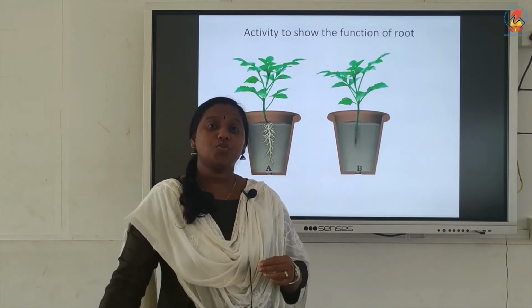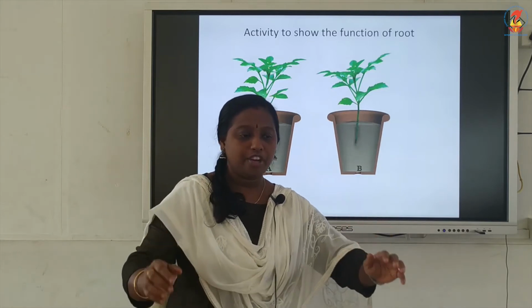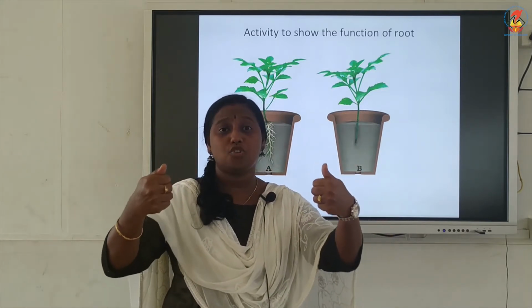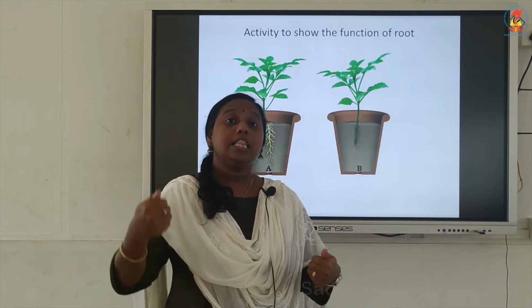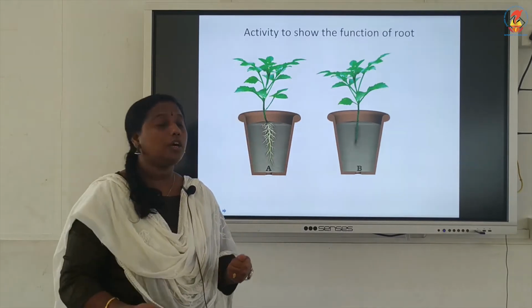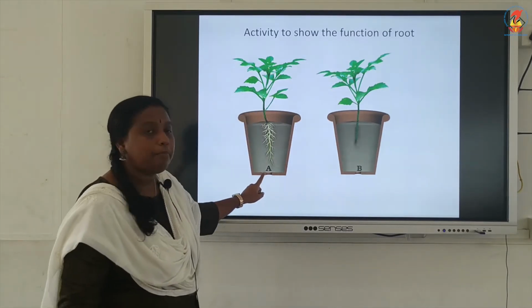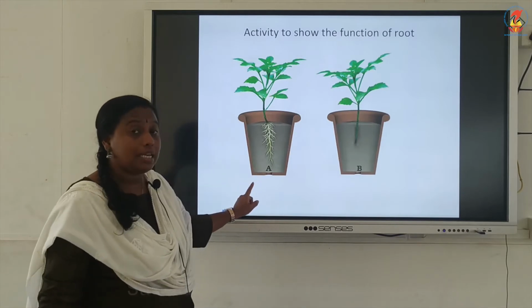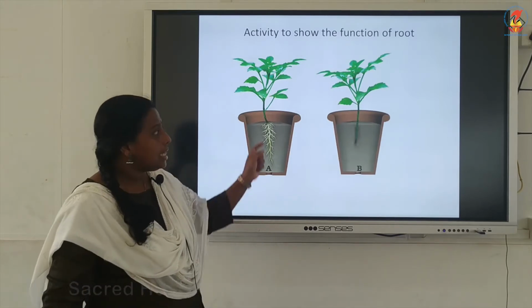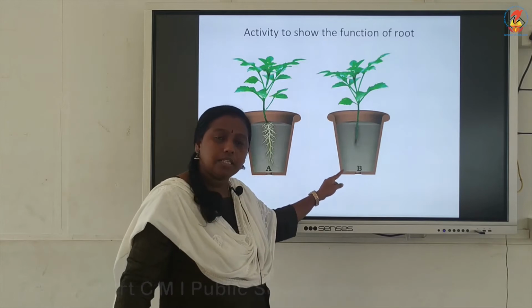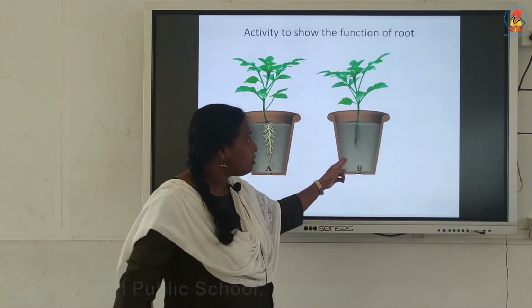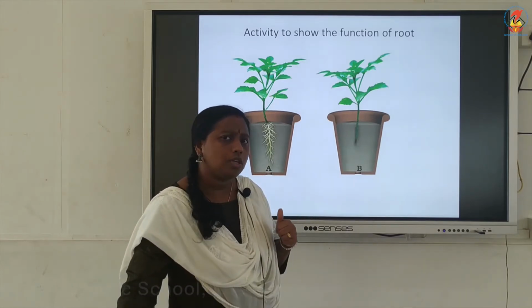When you are collecting both the plants, they should be very healthy. The first plant, along with the root, you plant in pot A. The second plant, as you observe in this picture, what can you see here? There is no root system. What happened to the root?